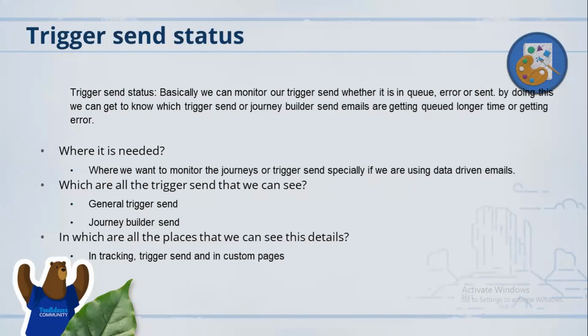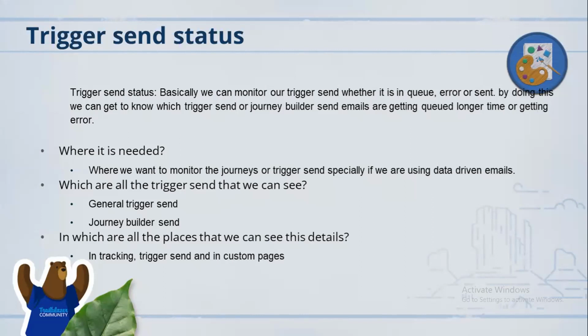Even in general, by default, we have the option in tracking, and also in the trigger send, we can see if a record is queued, or the total records sent, or if any records are queued. If needed, we can build a custom page where we can see real time. Whenever we refresh that page, we can see the real time trigger send status, the total emails sent, the total number of records in queue, or if any records are failing.